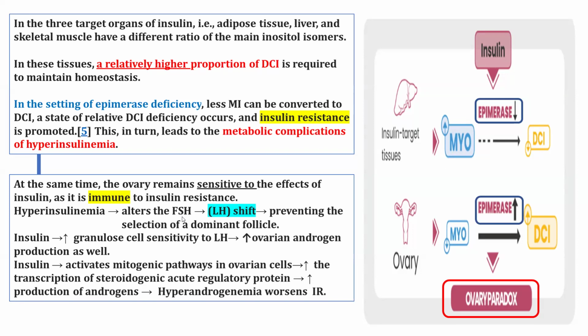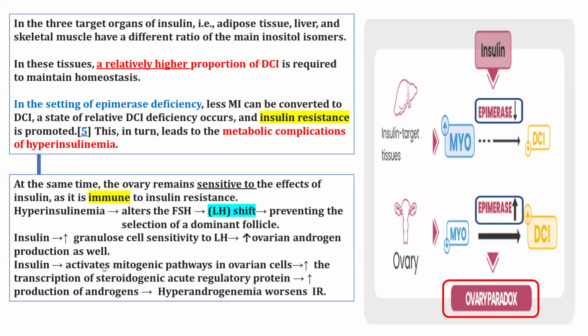This is different from the ovary, because in cases of epimerase deficiency the ovary remains sensitive to the effect of insulin as it is immune to insulin resistance. So hyperinsulinemia alters FSH production and the LH shift, preventing selection of the dominant follicle. Insulin also increases granulosa cell sensitivity to LH, increasing ovarian androgen production. Insulin activates the mitogenic pathway in the ovarian cells.